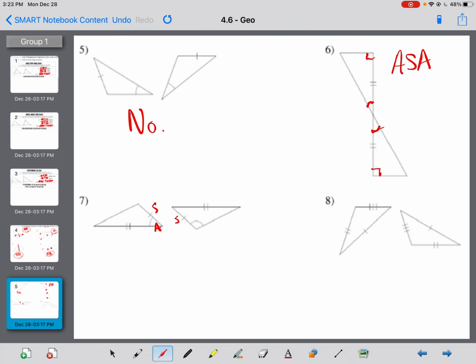Number 7. I got a side, I got a side, I got an angle, I got a side. Kind of, but this is one of those things, and this is one of these things. So, can't say it with that. It's got the same markings, but they're not in the same places. So they're not congruent.